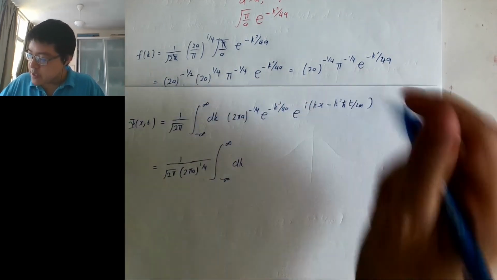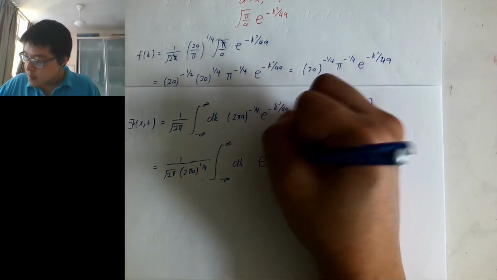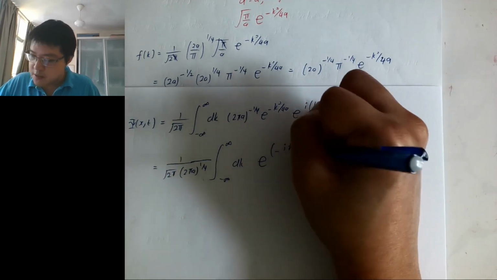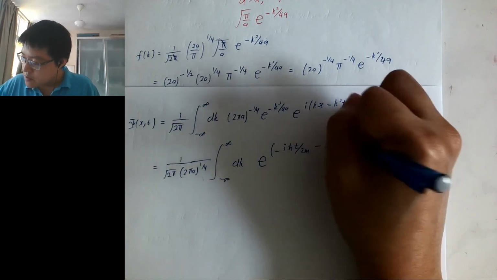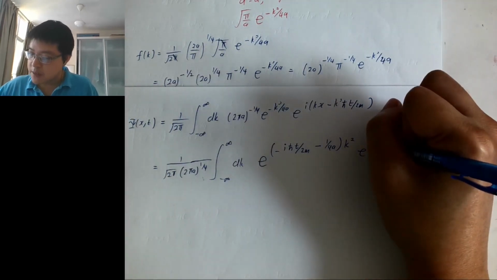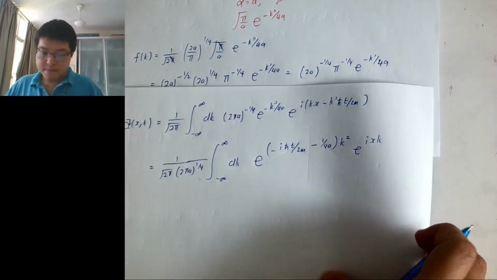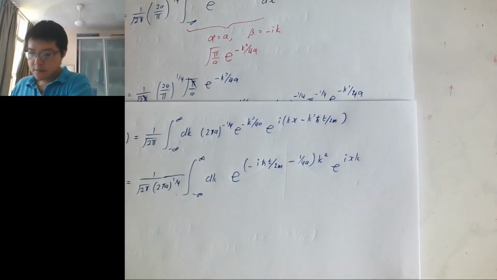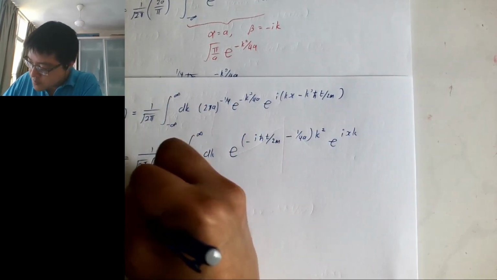And then over here, look, there's a k squared. So I put the coefficients of k squared together. So I got minus i h bar t over 2m minus 1 over 4a. So all these are coefficients of k squared. And then this is the coefficient of k to the power 1, minus ix k. And I integrate this with respect to k. Okay, so let's try to work out this integral. So 1 over 2 pi.